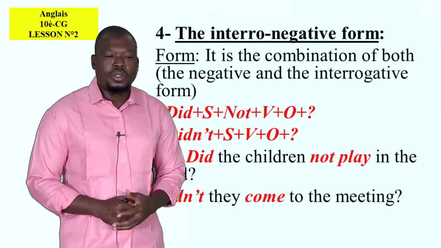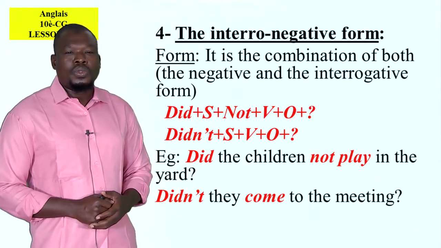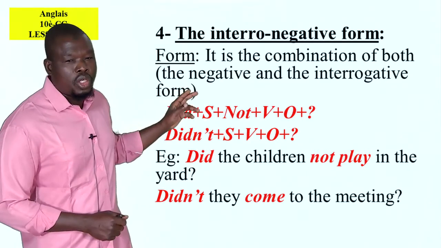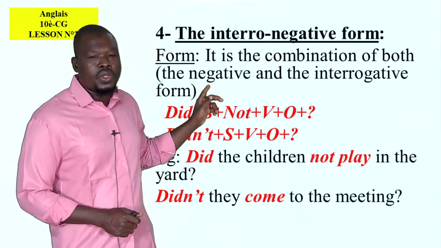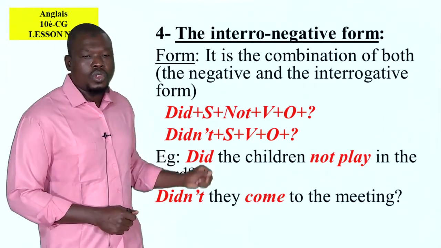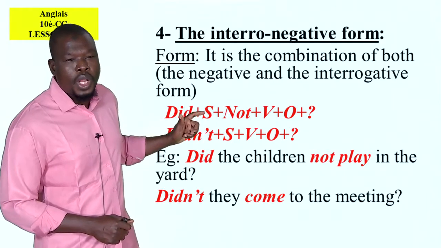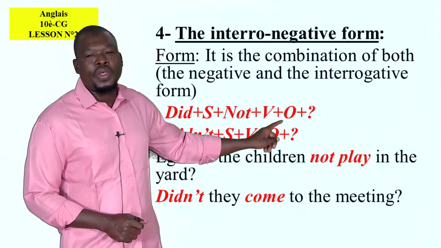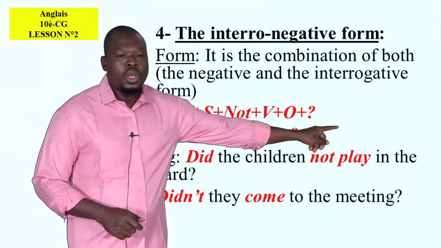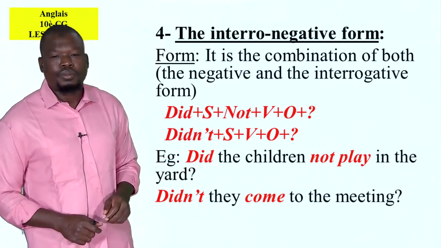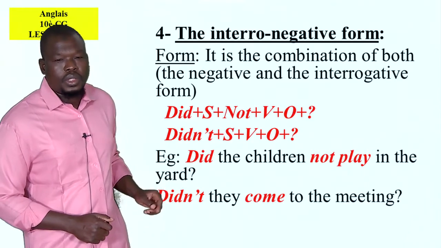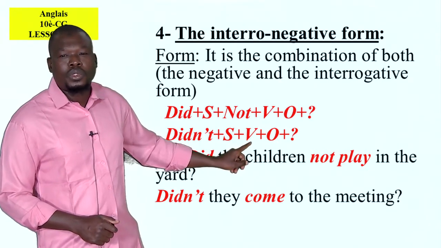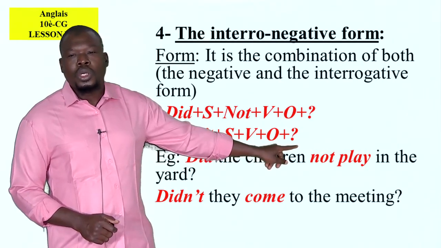The last form is the interrogative negative form. It is a combination of both the negative and the interrogative form. We have also two possible formulas here. We have did plus a subject plus not plus a verb and then object, and at the end also a question mark. The second formula, we have didn't plus a subject plus a verb plus object and then question mark.